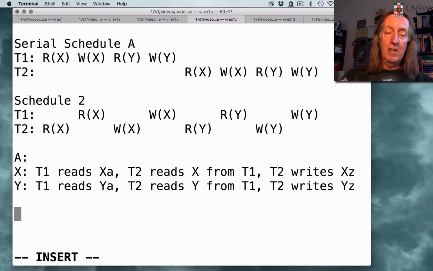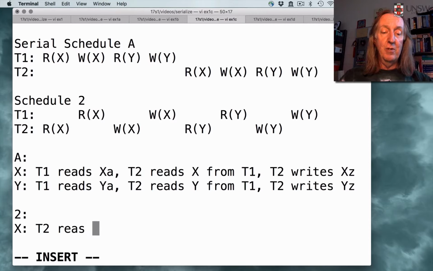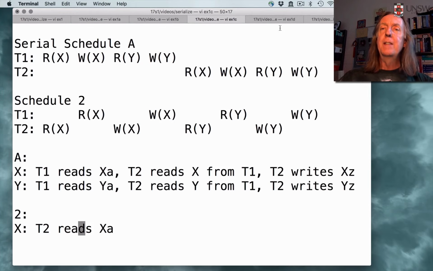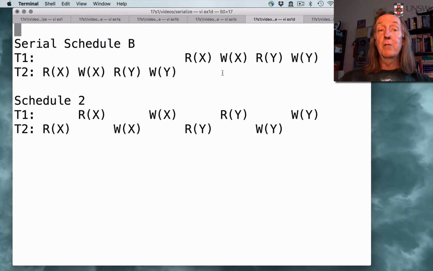Okay, so let's have a look at schedule 2. What happens with variable X? Well, T2 reads the initial value of X, and at that point we realize that these two schedules are not view equivalent. So we can stop checking there. So schedule 2 is not view equivalent to the serial schedule A. Question is, is it view equivalent to serial schedule B? So let's do the analysis there.